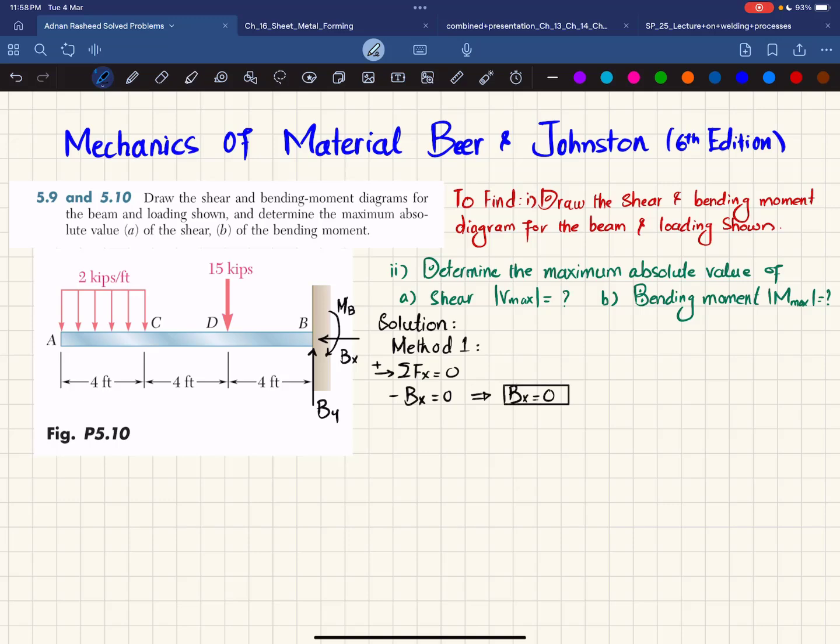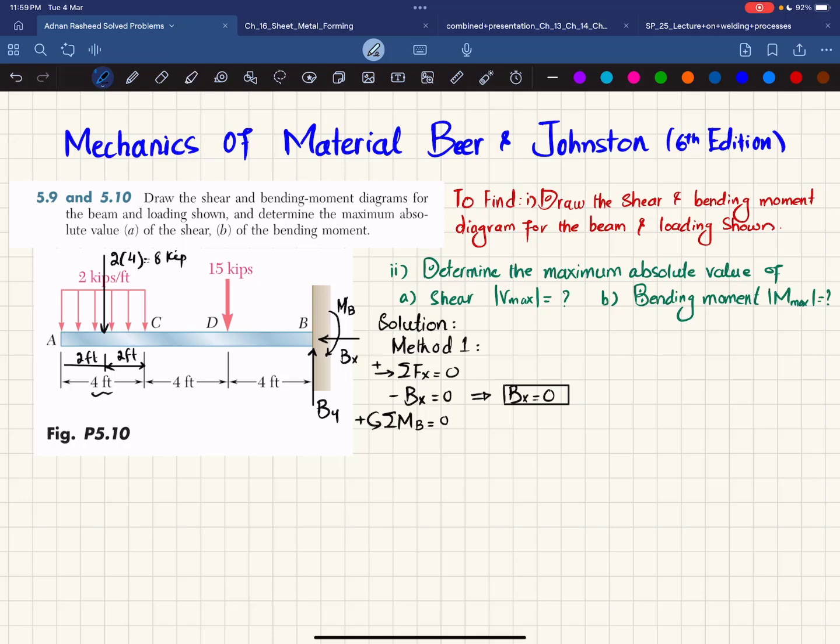Now we'll find the reaction moment by using another equation of equilibrium, that is, the sum of all moments about point B is equal to 0, taking the counterclockwise moment as positive. We know that from A to C there is a distributed load, and when converted into a point load it will be 2 times the length over which it acts. So 2 multiplied by 4, and that will be equal to 8 kip. It will act at a distance of 2 feet from either C or A, to the middle. So this is 2 feet and this is 2 feet.